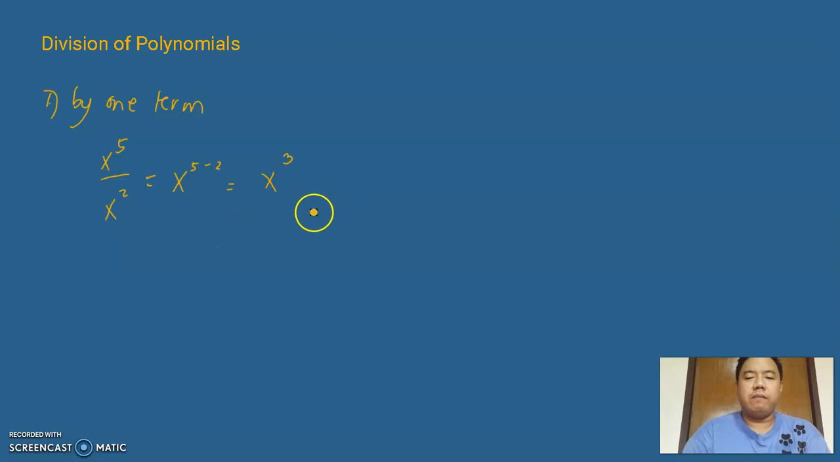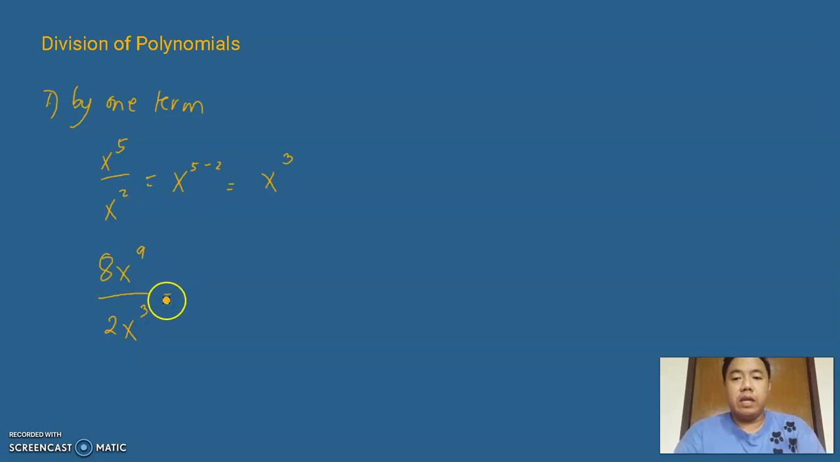Another example, if I have here 8x raised to 9 all over 2x raised to 3. So for the numerical coefficient, just proceed with the division. What is 8 divided by 2? It will be 4. Very good. And then the x raised to 9 all over x raised to 3. So that is x raised to 6. Nice one.